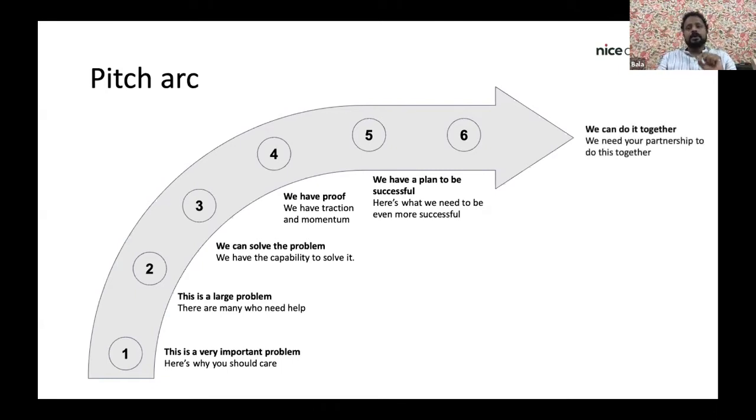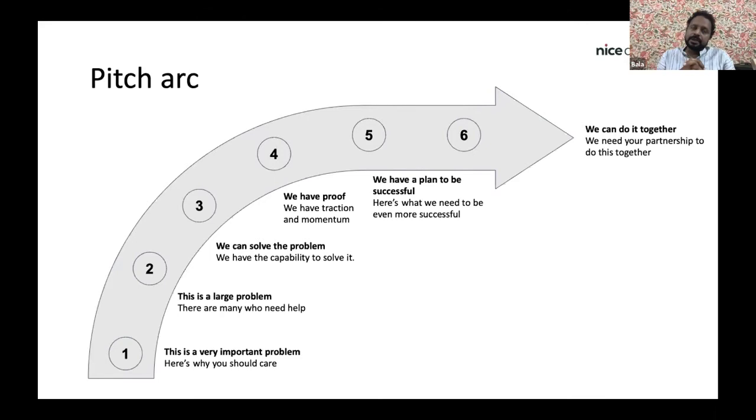Now comes the ask. Now you are asking for their commitment. And that is the 6th step. Now is when you say, I want your help. We can do it together. And here, if it is an investor, you say, I want $1 million and I want you to join me in this journey and let's do it together, is what your ending note of the pitch arc will say.